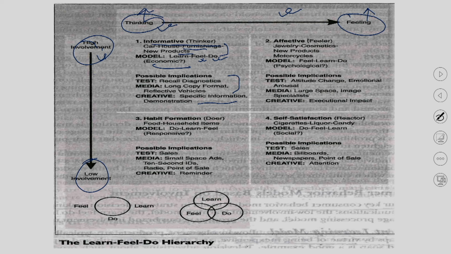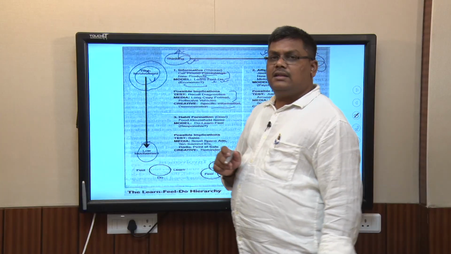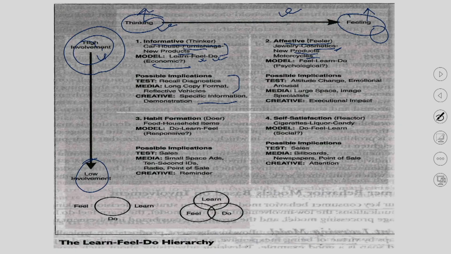On the other hand, I can have a high involvement consumer which is focused on feeling rather than on thinking, and this kind of consumers are affective or feeler consumers. An example of this is buying jewelry. In buying jewelry you do not have to think too much about it, you have to actually feel about it, you have to feel positive about it. So, buying cosmetics, jewelry, new products, motorcycles, in these cases this person is highly involved but low on thinking.